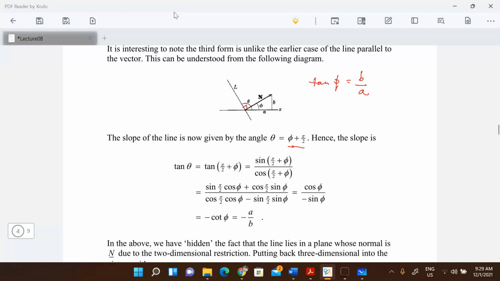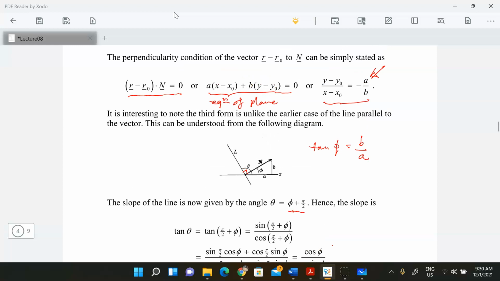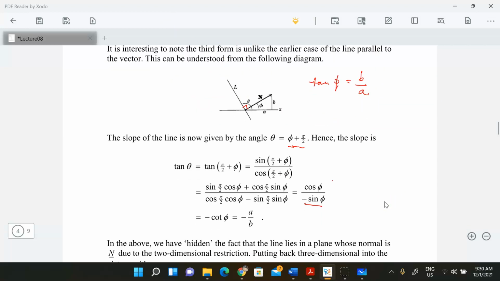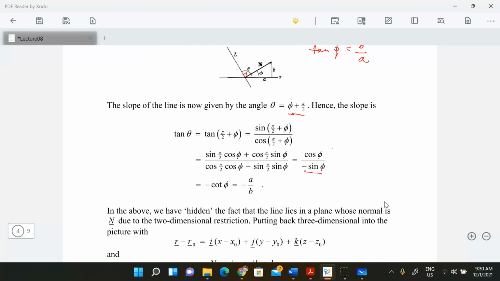We substitute theta to be phi plus pi over 2. Your tangent is sine over cos, and then you can use the addition formula. When you do that, you'll find that this simplifies to cos over sine with a minus sign, which is your cotangent, now given by minus a over b. That is how two different pieces of geometric information come together in this particular case. So it looks like the equation of a line, but it's actually describing the plane.